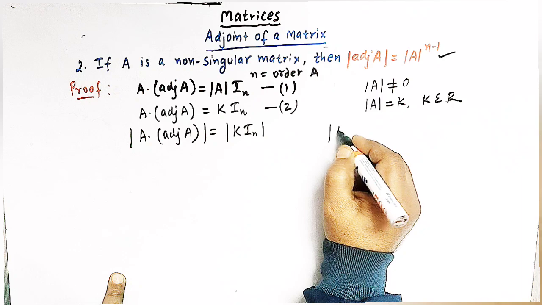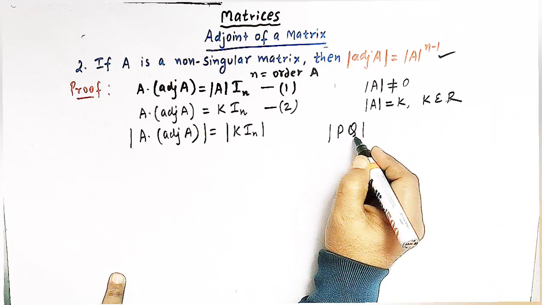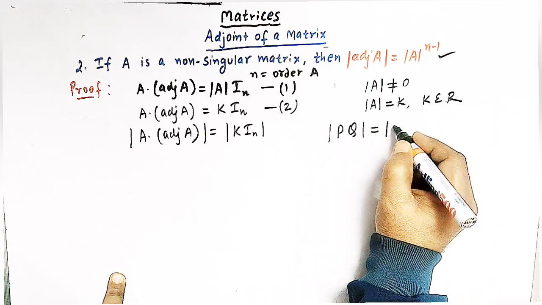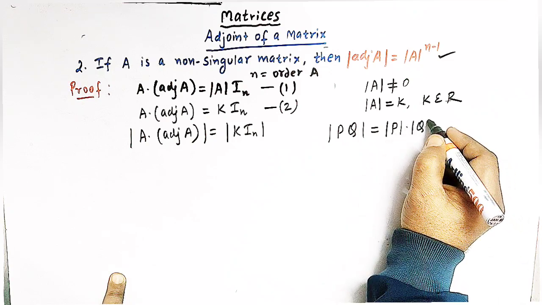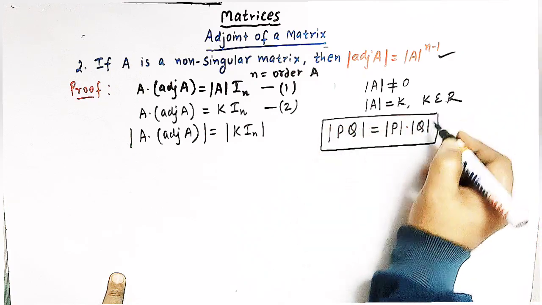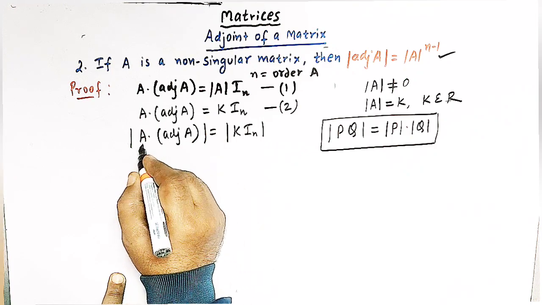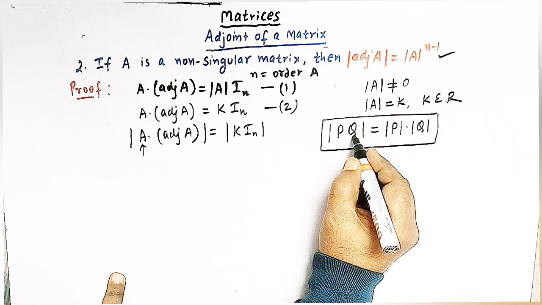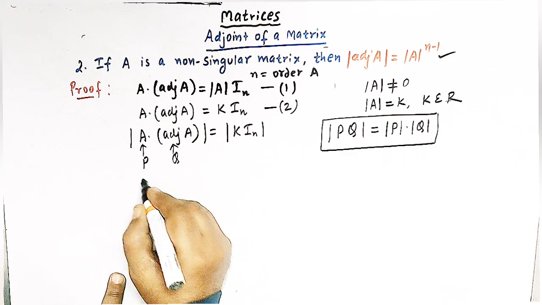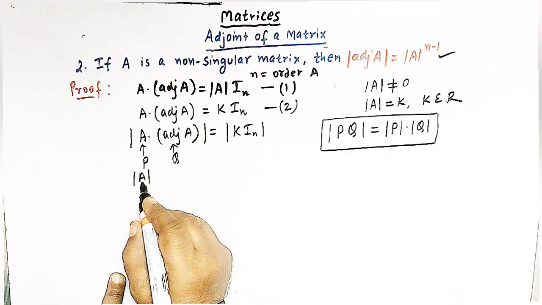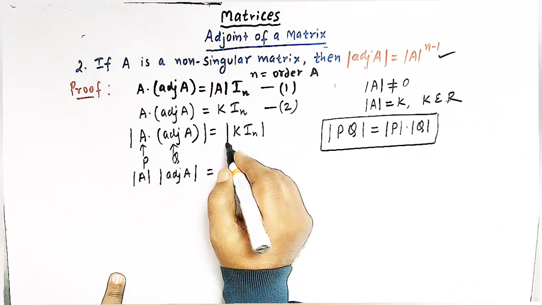If we have the product of two matrices, say P and Q, and we take the determinant, then we have the product of determinant P and determinant Q. Applying this result to the left hand side, we have A as P and the matrix Q as adjoint of A. So here we have first the determinant of A and then the determinant of adjoint of A.